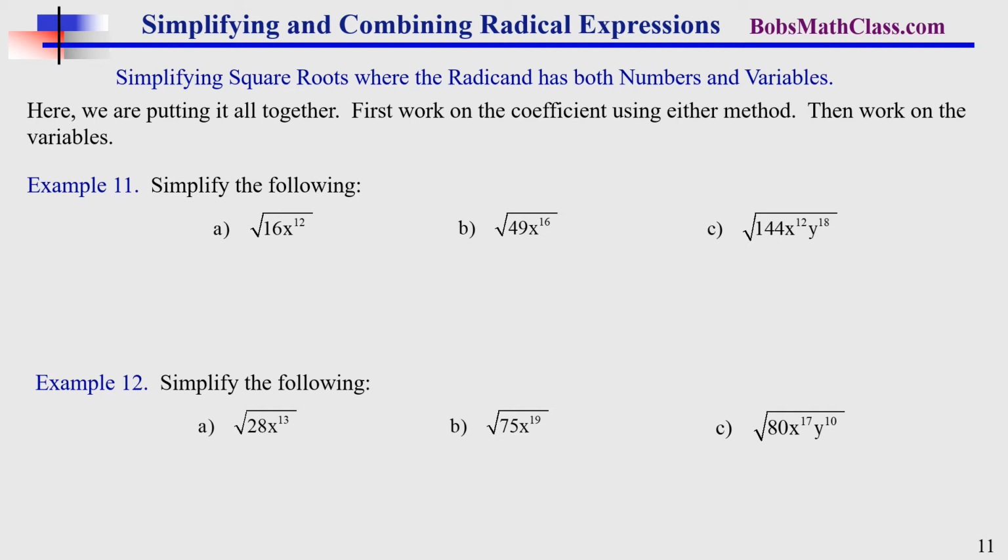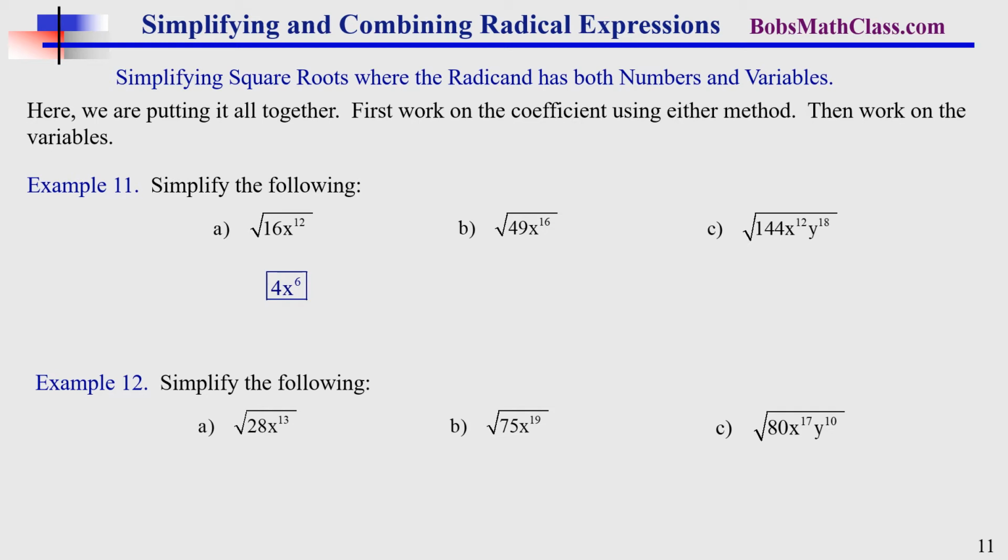Okay, now let's put it together. We'll have a coefficient and a variable. So in example 11a, the square root of 16. What is the square root of 16? 4. And then 2 goes into 12 6 times. So 4x to the 6. Okay, these are kind of review problems, but we'll make it more interesting on the next example.